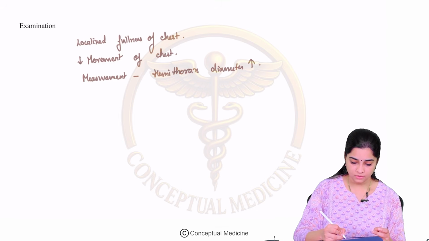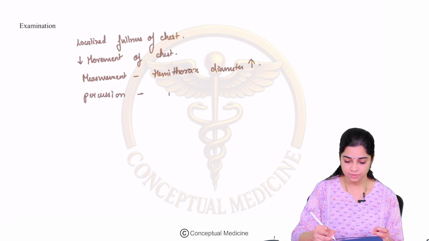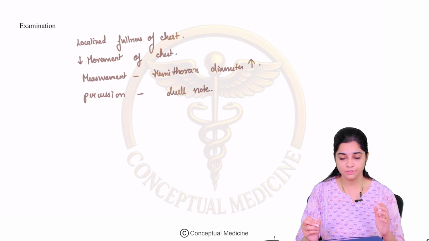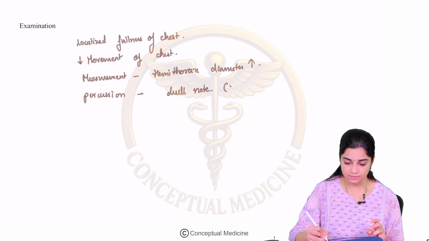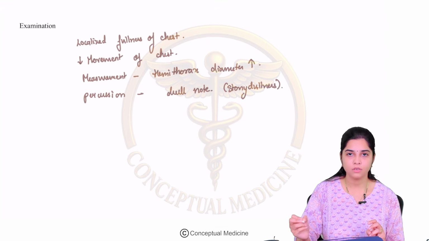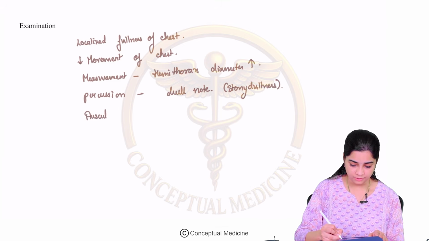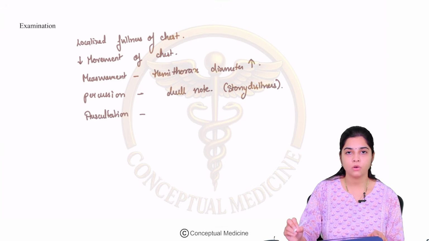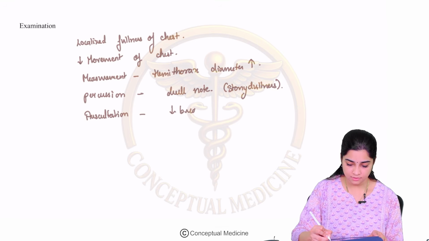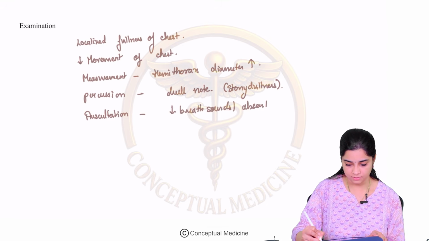Okay. Then on your percussion, what will you find? On percussion, you will find a dull note. Okay, depending upon the amount of effusion, you might find a different note. Most often it is a stony dullness. Okay, fine. Then on auscultation, what will you find? On auscultation, you will find that there are decreased breath sounds as compared to the other side, or even absent breath sounds.